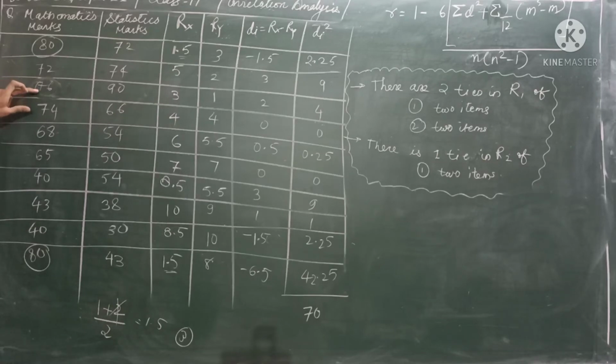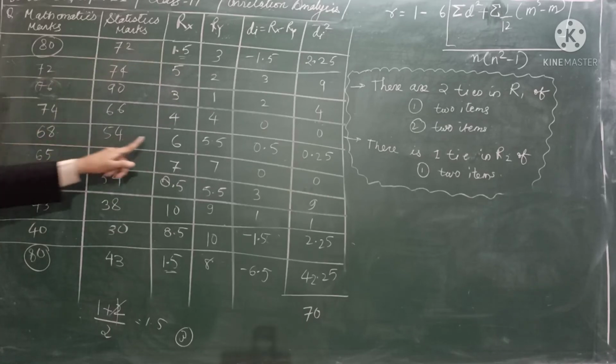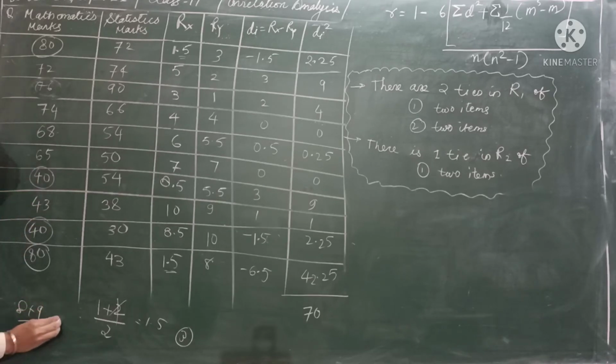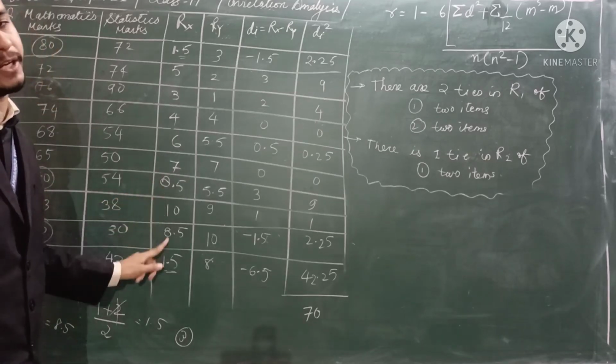Then this will be fourth. Then this will be fifth. And sixth will be 68. Then this will be seventh. And if you can see the 8th rank, you have two 40s. So again 8 plus 9 divided by 2, this is 8.5. So these two are to be given 8.5.